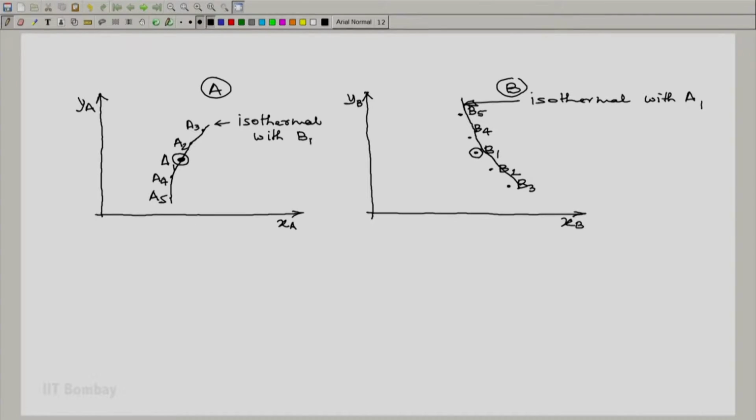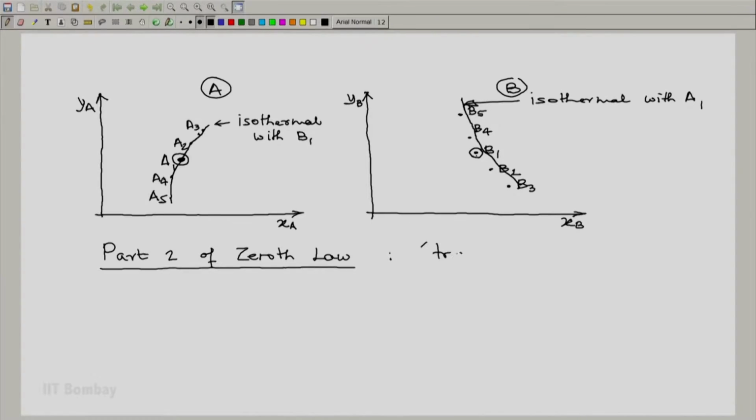Now let us ask ourselves a question. A1 and B1 are isothermal, A1 and B5 are isothermal, B1 and A3 are isothermal. But suppose I take A3 and B5, will they be isothermal? This brings us to the second part of the zeroth law of thermodynamics. The first part was about the existence of isothermal states. The second part is the transitive property of isothermal states.